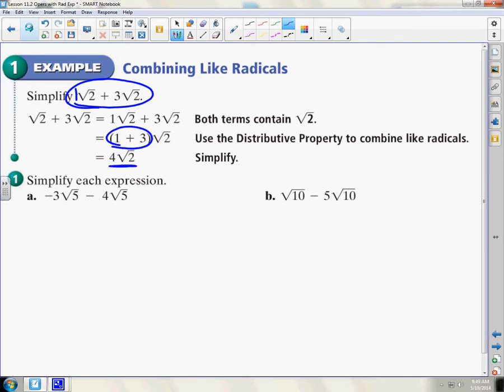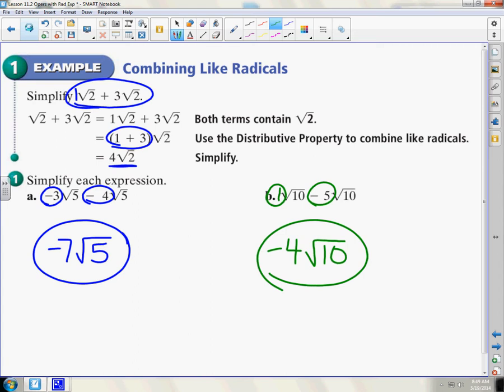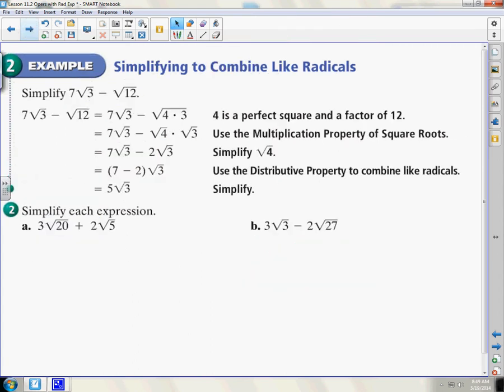So here, if I want to simplify this, I would take negative 3 minus 4, and I would get negative 7 square root of 5. That's all you have to do. And then you leave it like that. Here I have to assume there's a 1, so I'm going to have 1 minus 5, which is negative 4 square root of 10. And I'm done. Very simple. This is the very first steps of it.